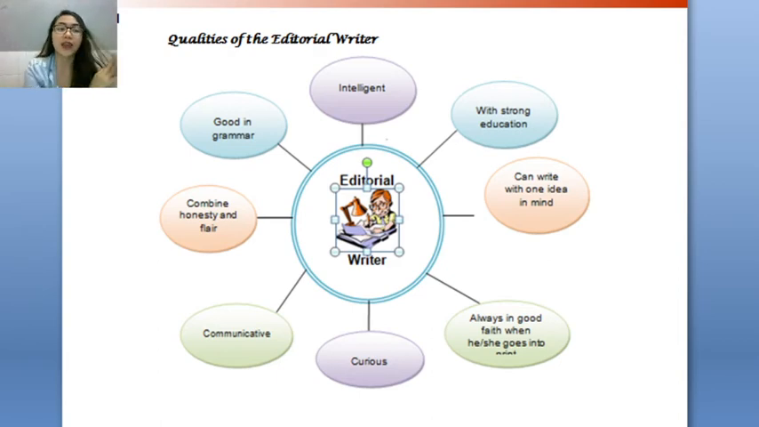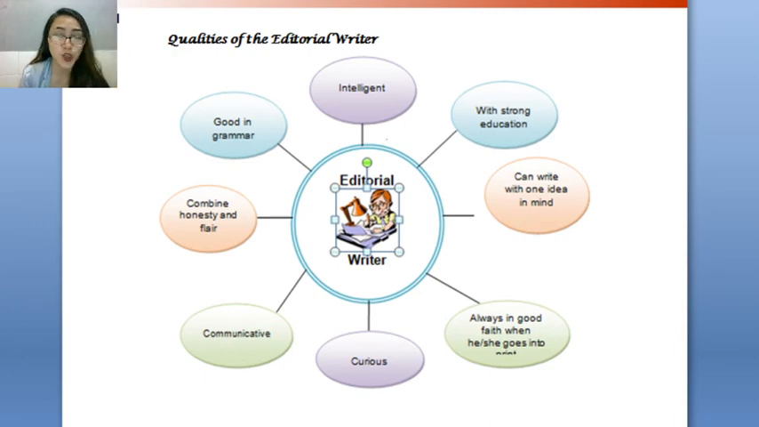Kasi they know that they already have the strong education, can write with one idea in mind. Yan, one idea in mind. Dapat hindi tayo pa iba-iba ng mga inisip or ginagawa sa pagsusulat, lalo na pag sa editorial na article. Always in good faith when he or she goes into print. So, always believe lang, trust the process na alam mo magugustuhan ng readers yung sinusulat mo.